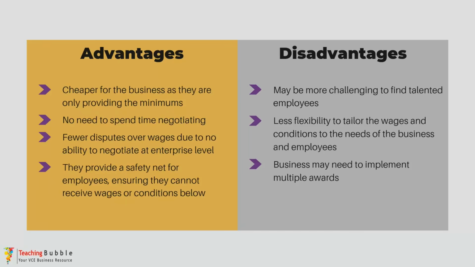Now, one of the benefits of using an award is that because the business is simply offering the minimum requirements, it's cheaper for the business to do that. There's also no ability for the business and employees to negotiate the terms of the award because it's set by the Fair Work Commission. And because there's no negotiation at enterprise level, there are often fewer disputes over wages. The overall benefit of the awards being in place is that they provide a safety net for employees in each industry so that the business can't take advantage of the employees by providing pay and conditions below those stipulated in the award.